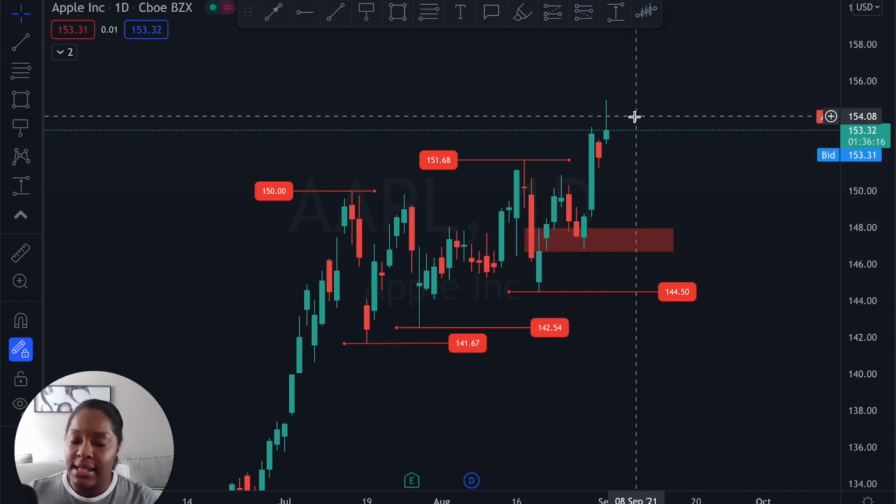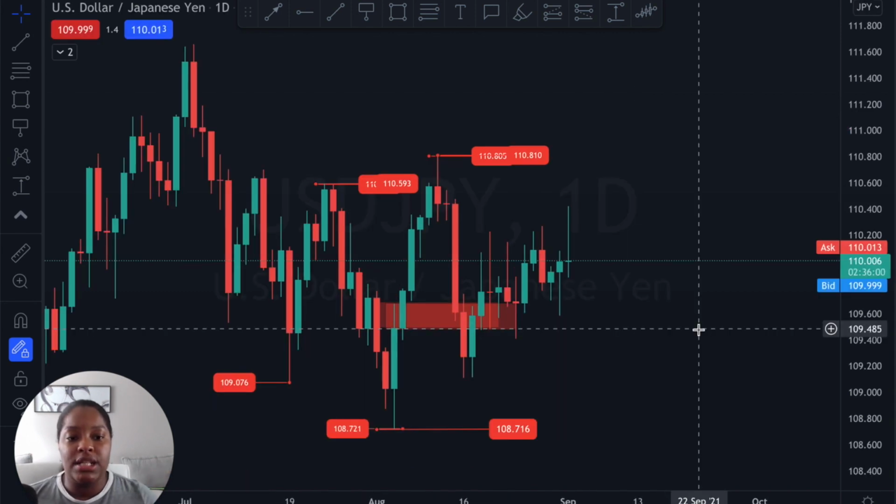Now, the next thing I'm also going to do is remind myself of a position that's running in the positive. And the position that's running in the positive for me right now is USDJPY. So this is USDJPY. I'm taking the trade up for a buy and I am in profit.